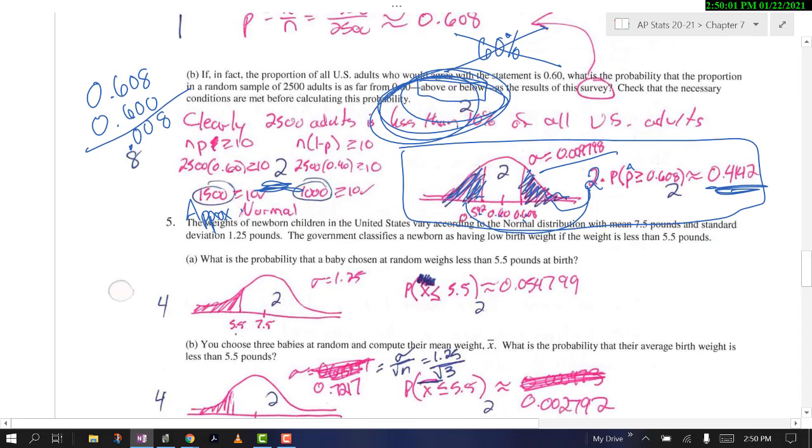You could also find the area in between 0.592 and 0.608 and then subtract that from 1. I don't know which way is easier. Multiplying by 2 doesn't seem too difficult.